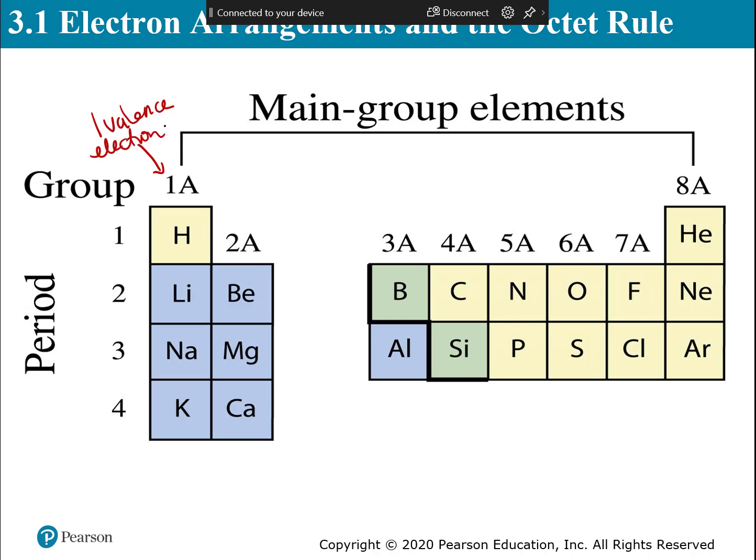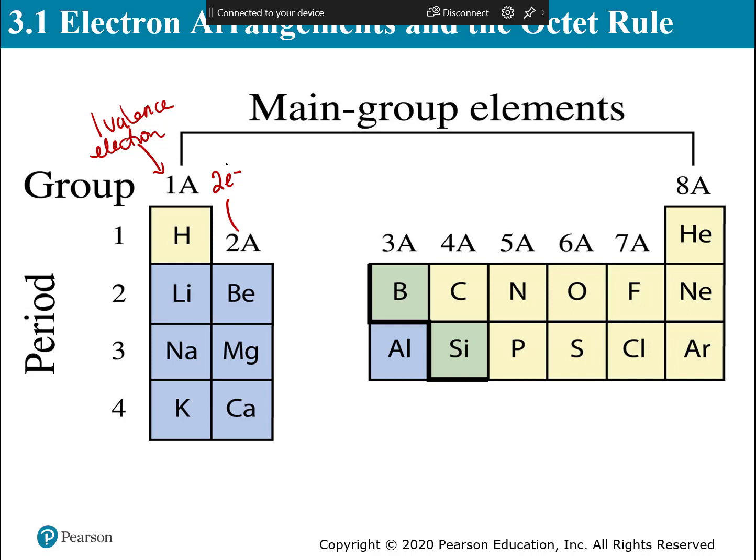So group 2A has 2. So there's 2 electrons in their outermost shell, or 2 valence electrons. You don't have to memorize this. Again, it's just a matter of remembering to use the periodic table. I'm not going to ask you for an electron configuration. I don't know if you ever did that in high school. I don't care about that, because we're just using this as a way of explaining bonding.